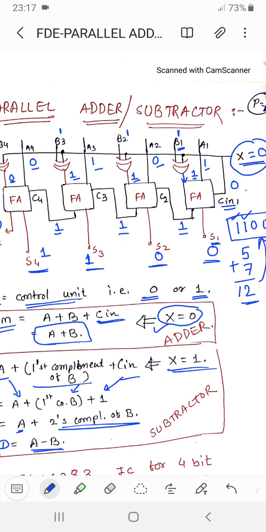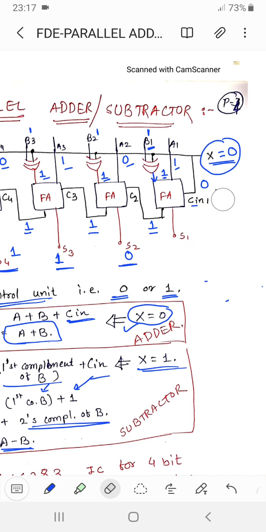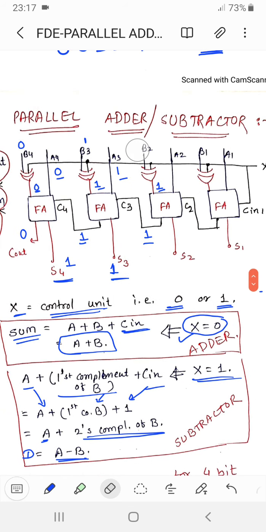Now let me check the parallel subtractor case using the same design, the same parallel adder cum subtractor circuit.